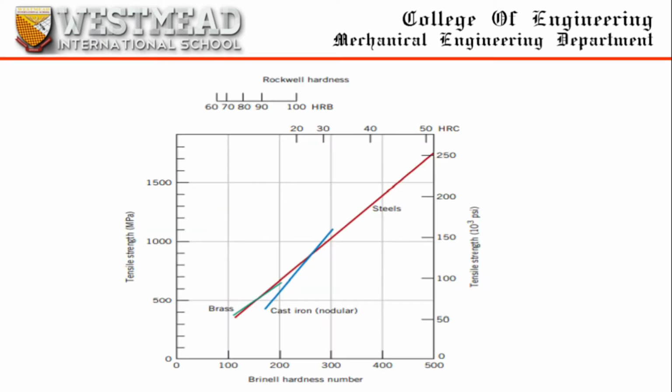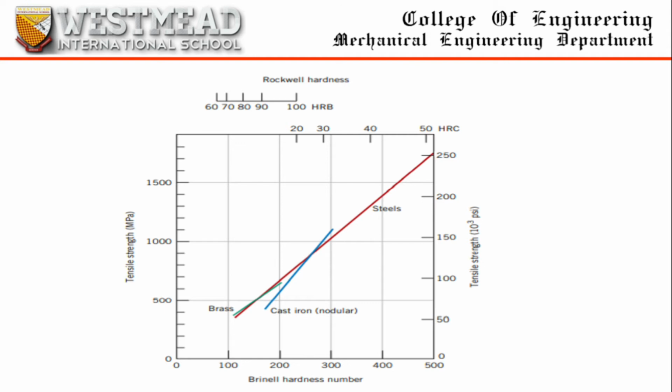So this table shows the relationship between hardness and tensile strength for steel, brass, and cast iron. So makikita natin na yung brass, yung manipis na blue line, ay mas low siya ng number kumpara sa cast iron at steel.